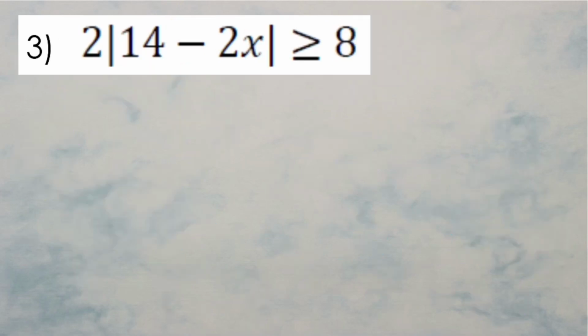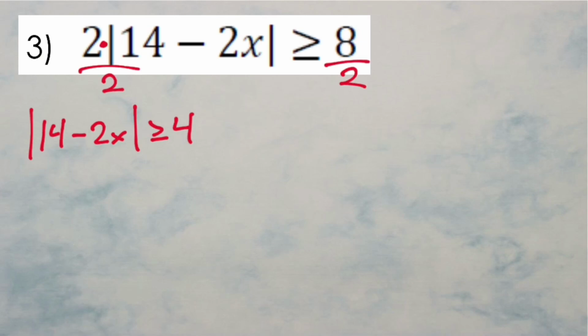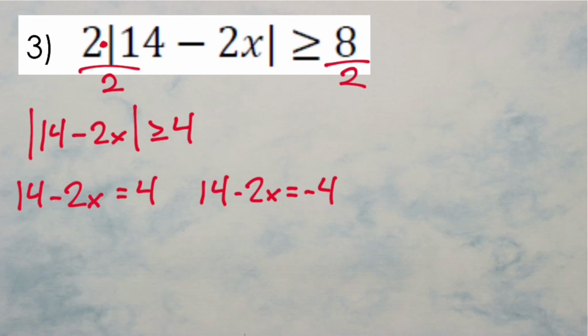Here's another one. Maybe pause the video, give it a shot, and all right. Divide by 2. Look at that. The number is in front of the absolute value bars. Divide by 2, and then the bars are alone, so make your two equations for the last time. You have a positive 4, you have a negative 4. That's just part of the process when you are solving an absolute value equation or an inequality.